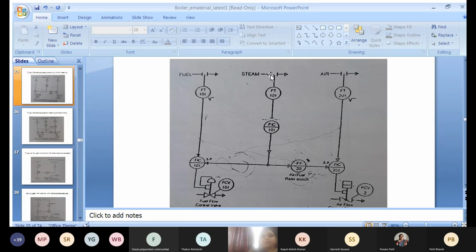So steam demand will change the streamline pressure. The streamline pressure signal is used to generate the set point for both the controllers, and accordingly the controller will generate the actuating signal, and the control valve will open or close to vary the supply of fuel and air to the combustion chamber. This control valve is a pneumatic control valve with positioner. Look at its symbol. This is called a pneumatic control valve, and this is the symbol for the positioner.